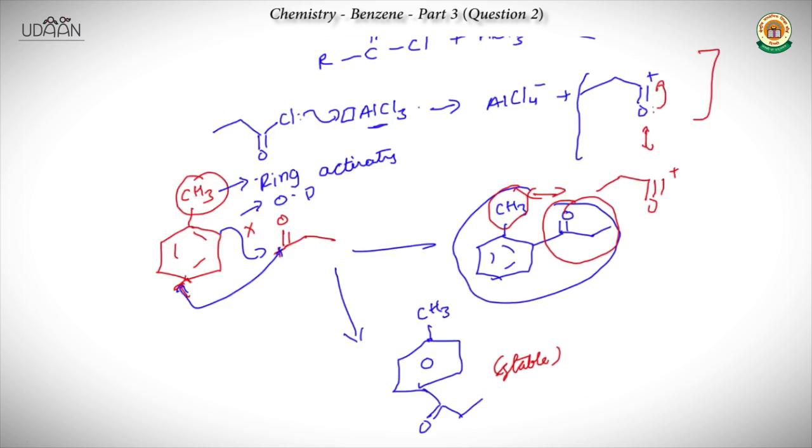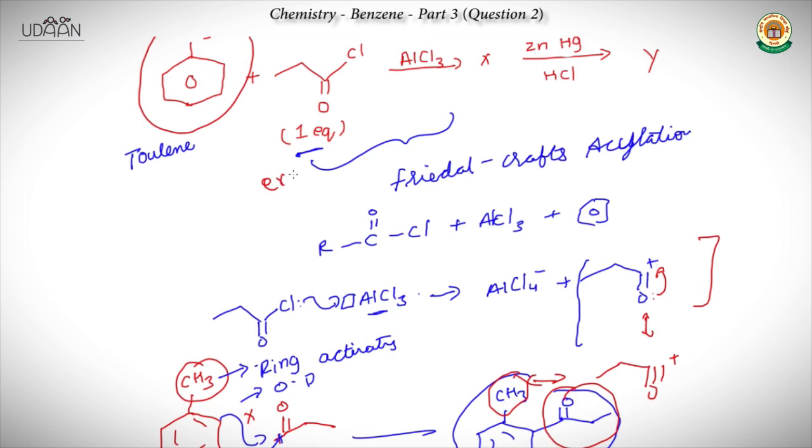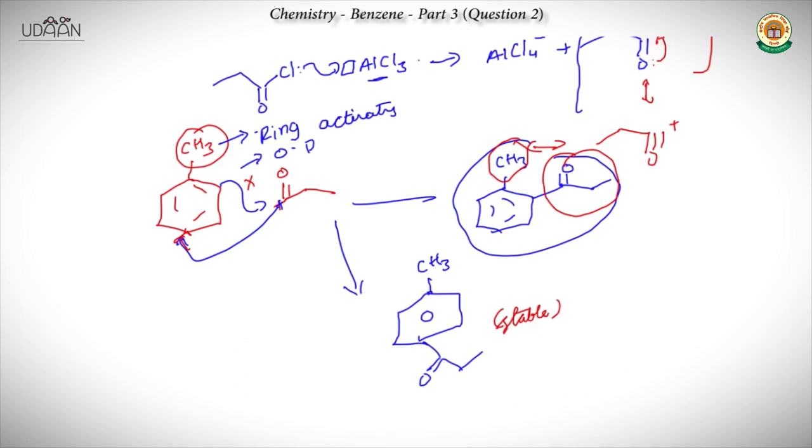But if you have excess here, there is possibility for both ortho and para products. Since you have only one equivalent, only para is formed. So we are completed with the second question. Let's move on to the third question. You should remember that steric hindrance also can determine major and minor products.